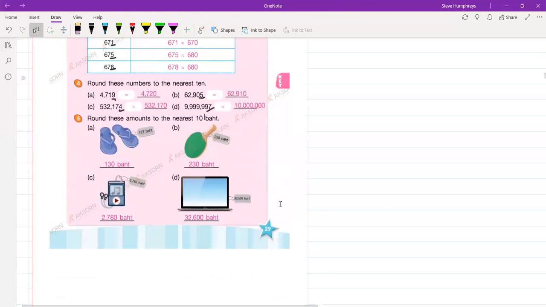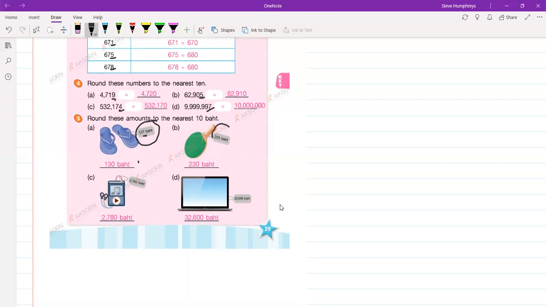And the last part is some shopping. Well, we all like to go shopping. So here we have a pair of sandals and its price is 127 baht. Look at the last digit. Round those amounts to the nearest 10 baht. Okay, so round 127 baht to the nearest 10 baht. Write your answer on the line.